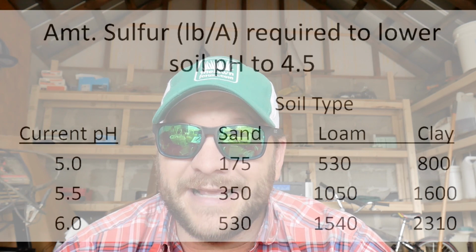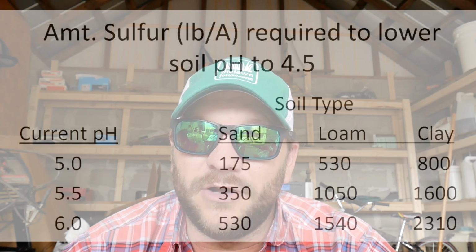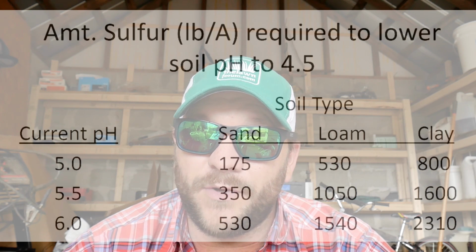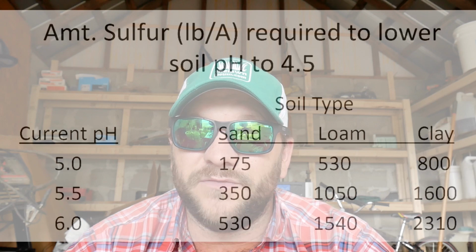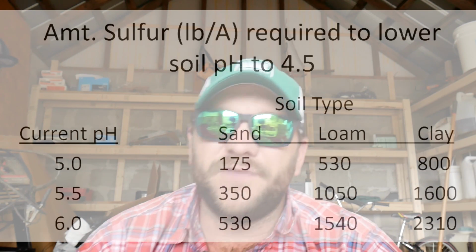In turn, if we were at a 6, all of a sudden at a loam, we would need 1,540, and we would need 2,310 pounds per acre to bring a 6 to a 4.5 in clay soil. So if you're dealing with clay and loam soils, this may be an important tool for you to use or keep in mind if you have to negate the effects of the ammonium sulfate.